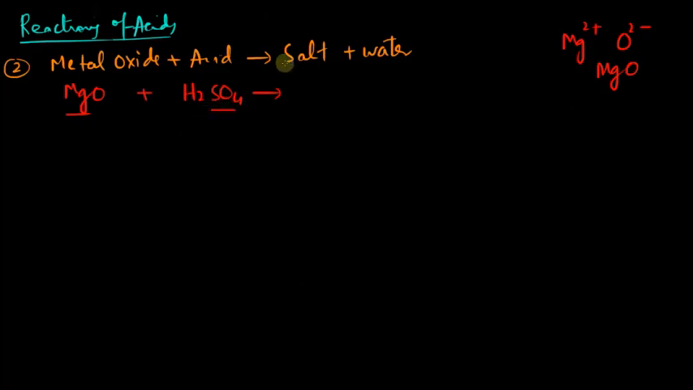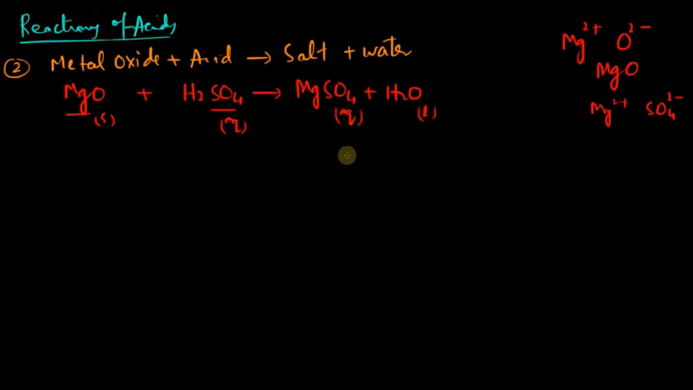Now how to construct the formula of this salt? Mg is 2 plus, SO4 is 2 minus, so both of the charges cancel. The formula will be MgSO4, magnesium sulfate, along with H2O formed. Remember, MgO is an oxide, and metal oxides are always solids, and sulfuric acid will be in the aqueous state. Magnesium sulfate is a soluble salt, aqueous, and water is in the liquid state. So let's see the next oxide.